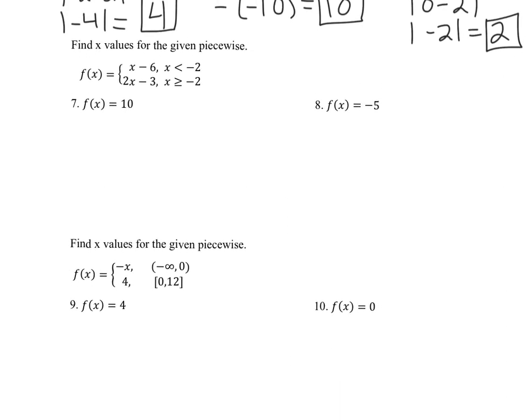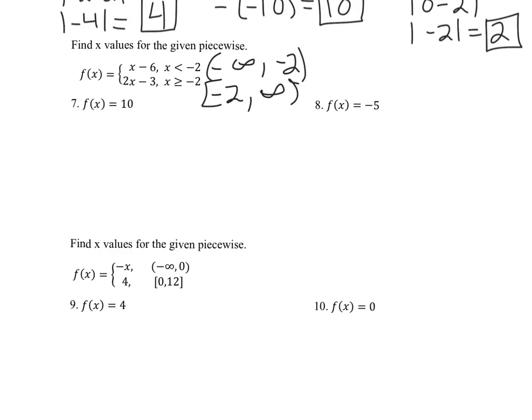Now, once again, you have the ability to write these inequalities into interval notation. This one says x is less than negative 2, so we'd have from negative infinity to negative 2. And then we have x is greater than or equal to negative 2, so this one is from negative 2 to positive infinity. Now let's take a look at number 7. You'll notice we're not given an x value. Now we're given a y value.